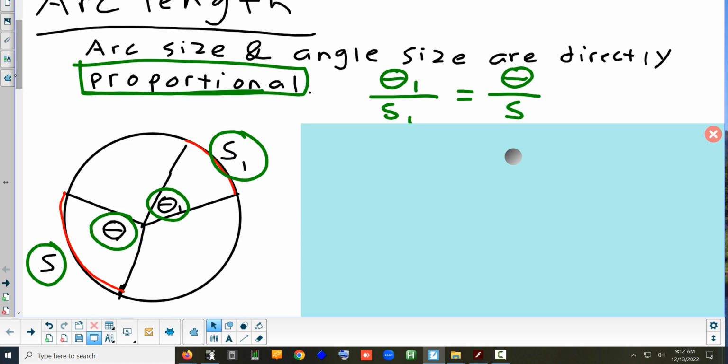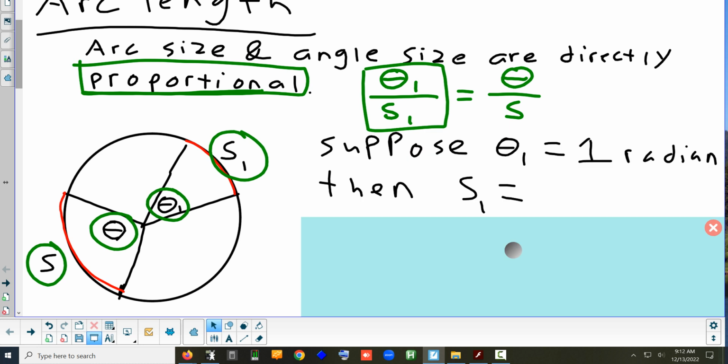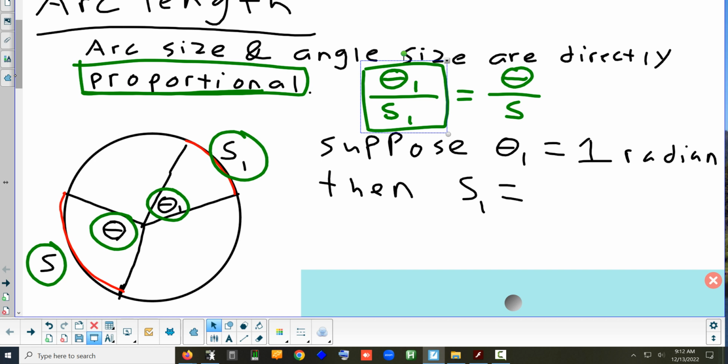Right. Now, on the left-hand side, this is where we usually fill in a true statement. So we need to pick numbers. 1 foot, 12 inches. We need some numbers there. Well, let's suppose that our angle was 1 radian. Then that automatically makes the arc, what did we just say? The arc is, if the angle is 1 radian, then the arc is the same size as the radius, which will be given to you in the problem. All right.